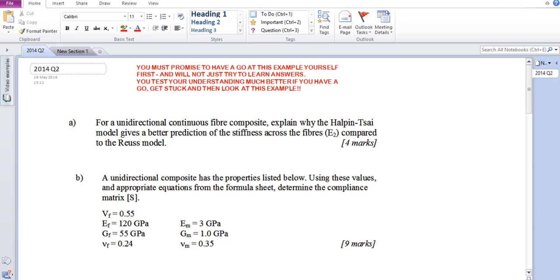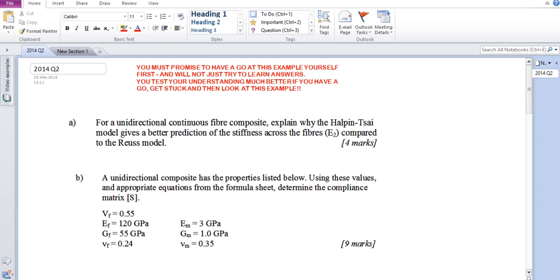The first part is about the stiffness across the fibres in a continuous unidirectional composite, and it's getting you to explain why the Halpin-Tsai model is better than the Reuss model. It's in the notes, I won't go through it in detail. Essentially, the Reuss model assumes the stress in the fibres and the stress in the matrix is the same, whereas in fact it isn't. The Halpin-Tsai model is a better approximation of what the stiffness should be, which works much better.